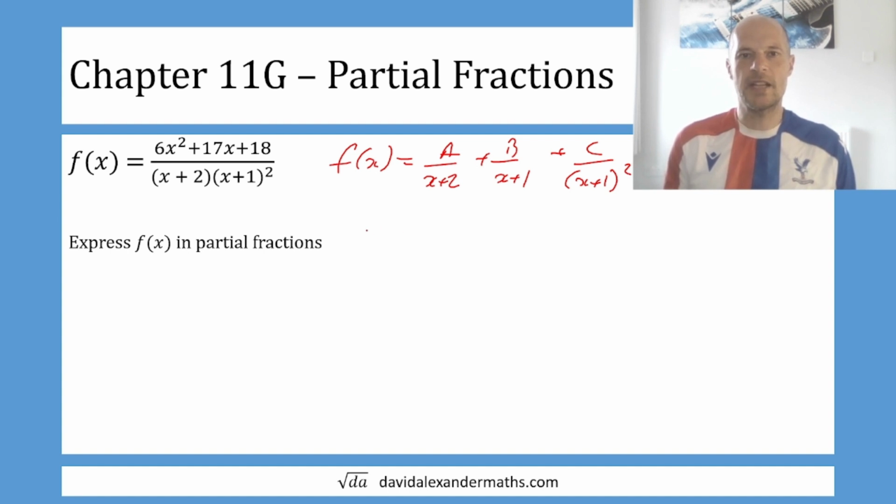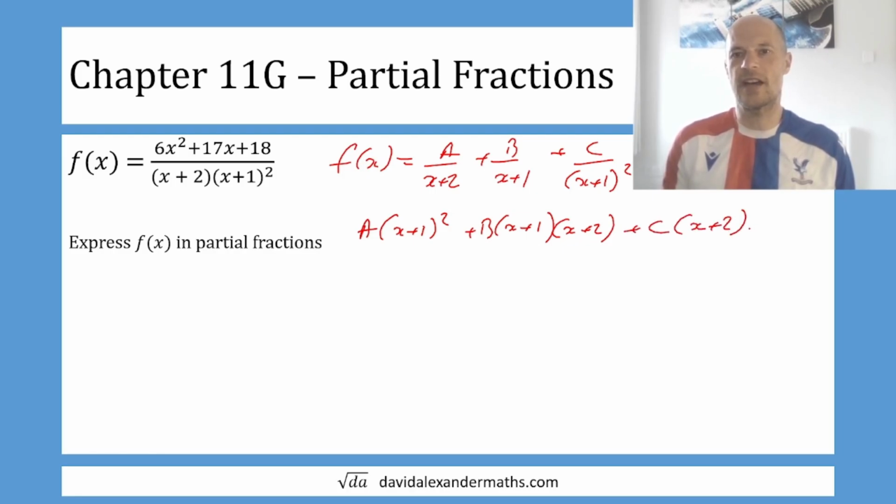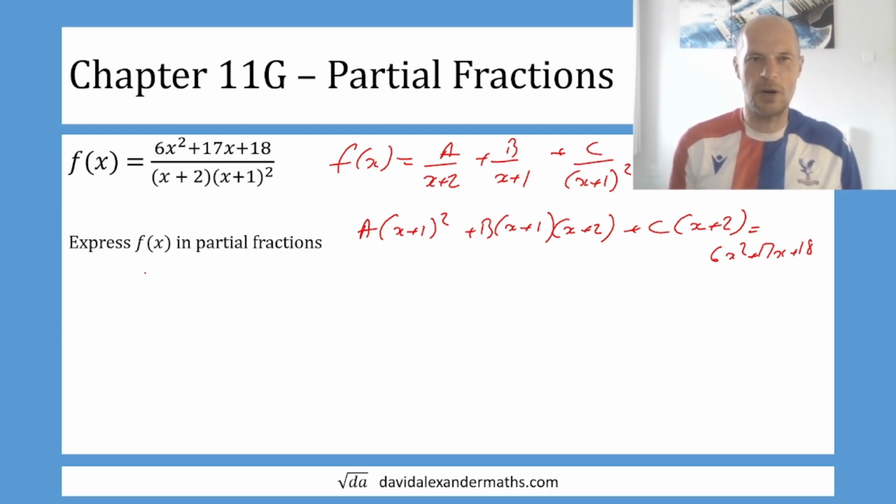Okay, so what that means is that a lots of x plus 1 squared, plus b lots of x plus 1 times x plus 2, plus c lots of x plus 2, is going to equal 6x squared plus 17x plus 18. If you've not understood what's gone on there, then you might need to check out the partial fractions section. I can't remember if that's in year 12 or I think it's at the beginning of year 13.